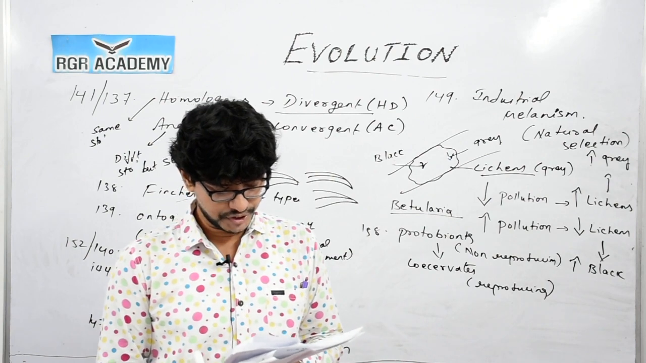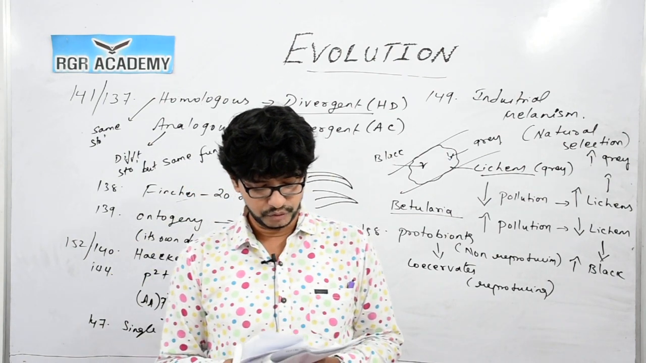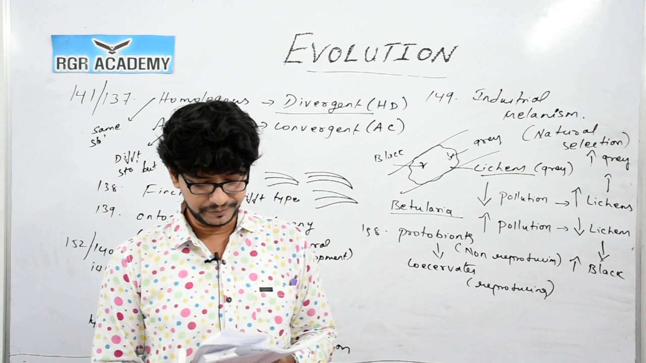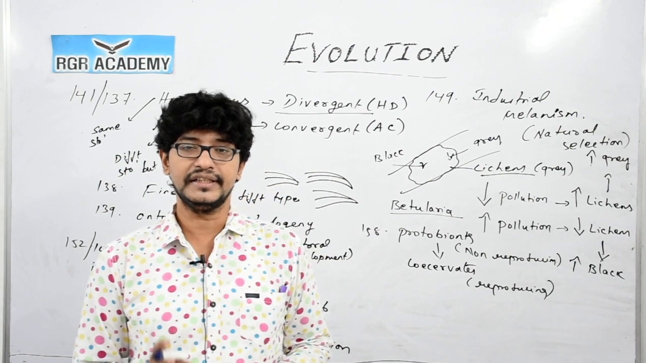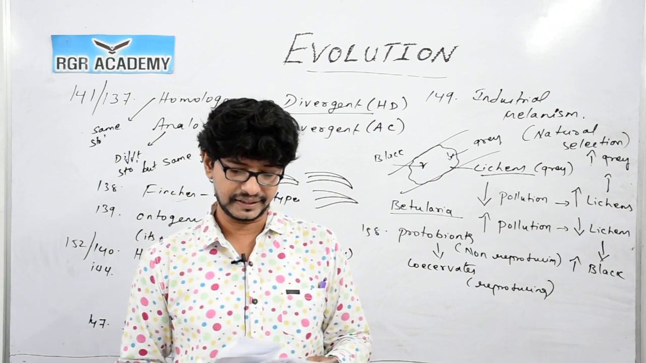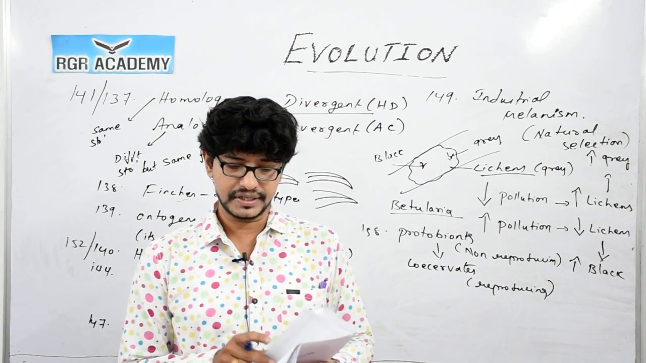So for this question, option 3 is the correct answer. Question 160. The theory of natural selection was given by. This is a very simple question. Natural selection means Darwin. Darwin is the correct answer.